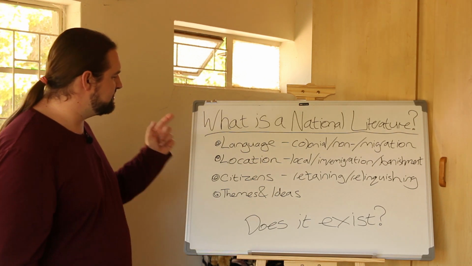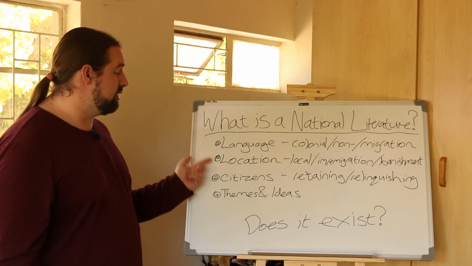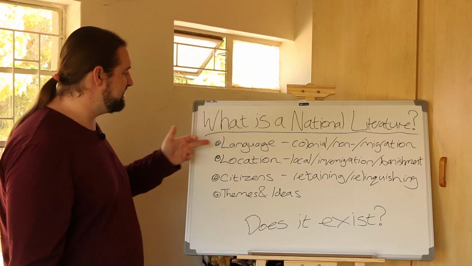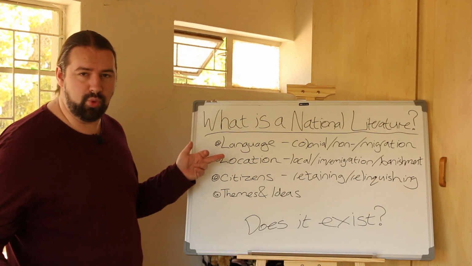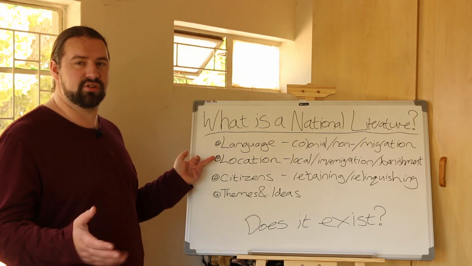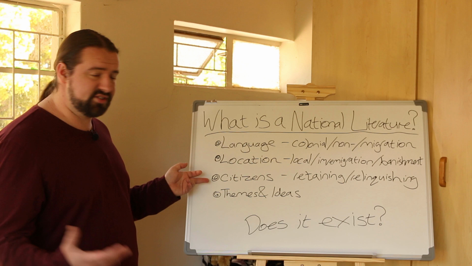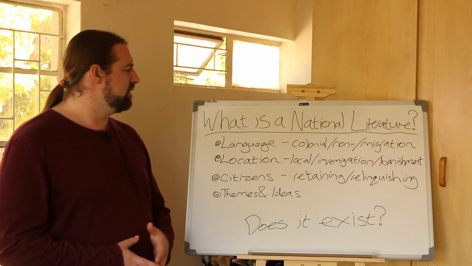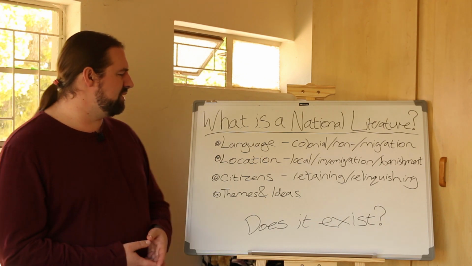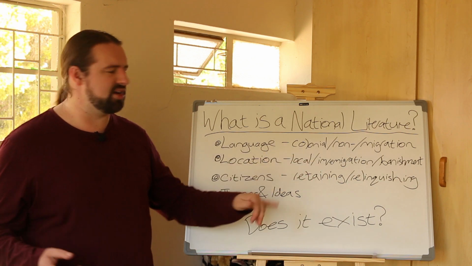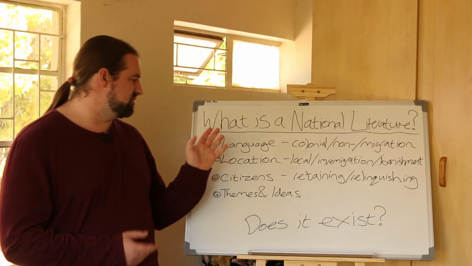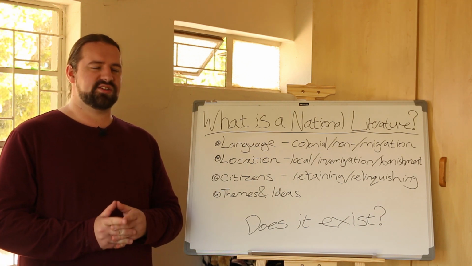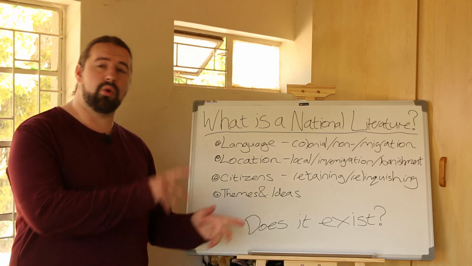We're going to look at these four things: the language, the location, the citizens, and the themes and ideas. Very basically, that's the language of the country we're talking about, the location of the country, the citizens of that country, and the themes and ideas that the country might explore in its literature. Firstly, language. South Africa has 11 official languages, but there are more languages.